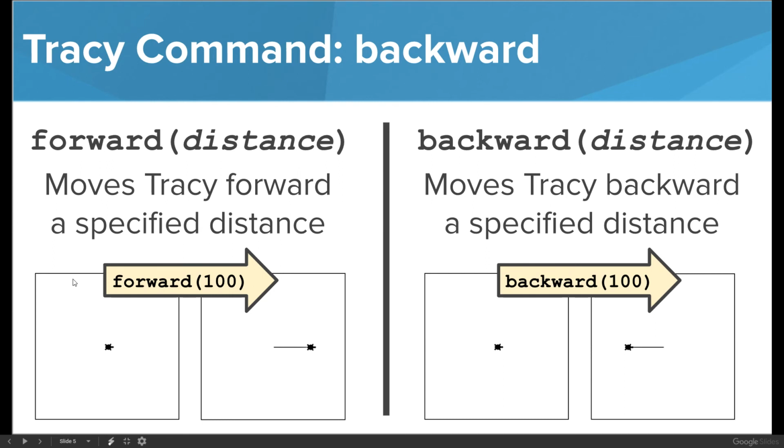All right, check it out, everyone. We have a new command. Let's put that in our charts. The backward command moves Tracy backward a specified distance. So you can see the forward command moving Tracy forward 100, that leaves a line behind her. When we're moving backwards 100, notice that Tracy isn't changing where her face is, where her head is. She's keeping her head still pointed to the right. She's just moving backwards a set distance, still drawing that line.